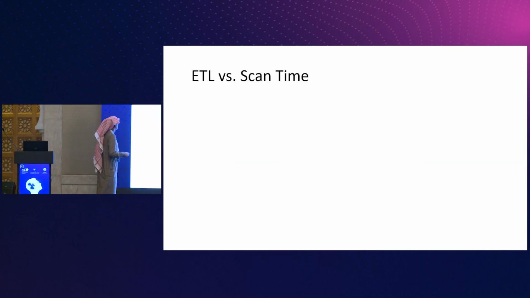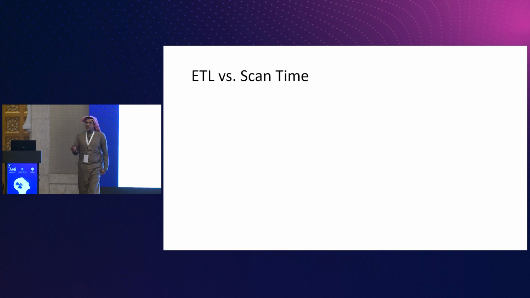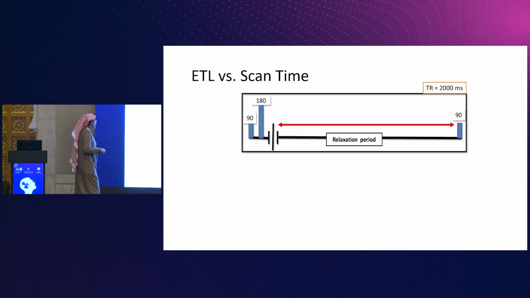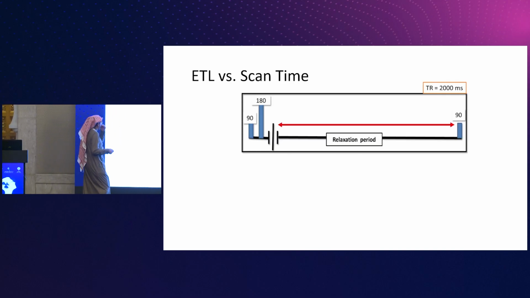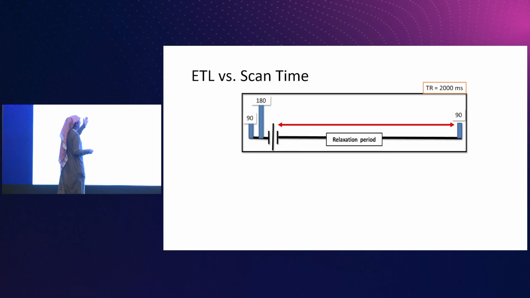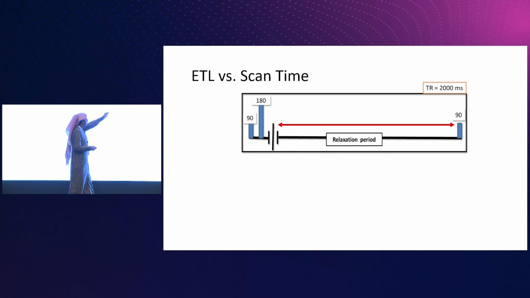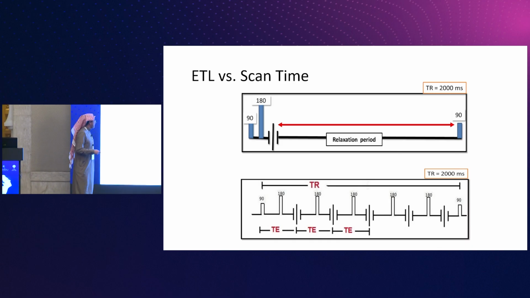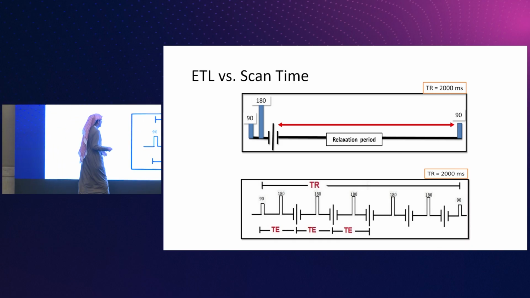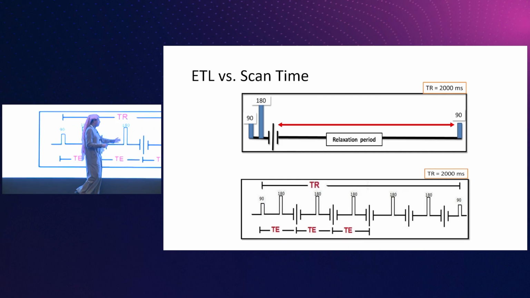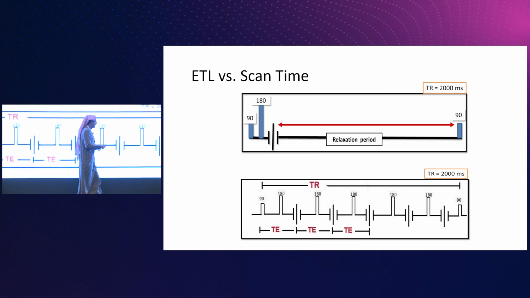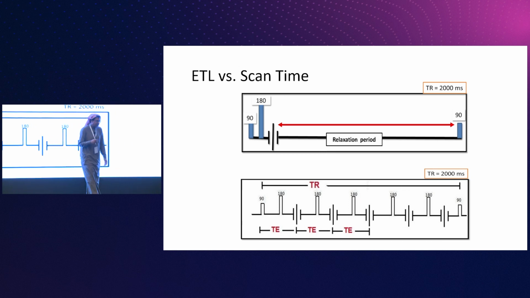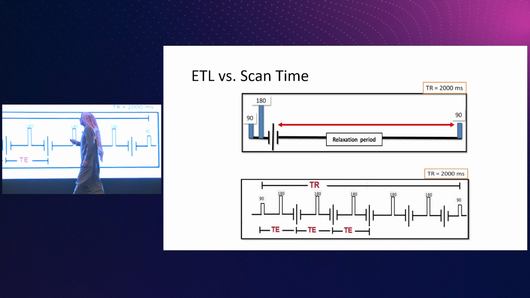So ETL, you know ETL, echo train length, the turbo factor. The turbo factor, this is the SE. We have 180, and then we have all this red area as relaxation time. What they did with the TSE, okay? They filled the same area with more 180. Accordingly, I can fill the k-space faster and get shorter scan time.